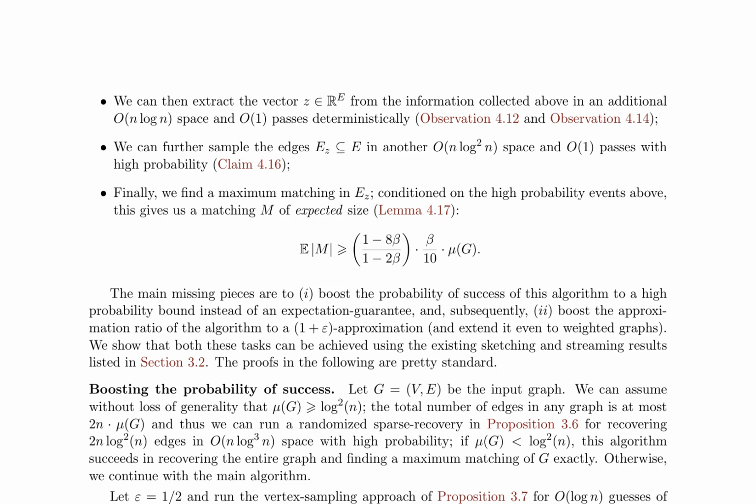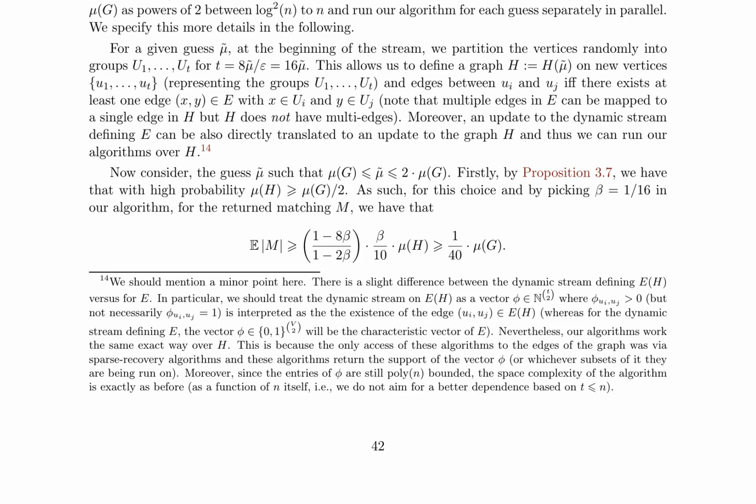This is achieved by using the vertex sampling approach of proposition 3.7 for O(log n) guesses of μ(G), as powers of 2 between log² n to n, and running the algorithm for each guess separately in parallel. In conclusion, the paper presents a new approach to solving the maximum matching problem in a graph using a combination of vertex sampling and sparse recovery techniques. The proposed algorithm achieves a high probability bound on the approximation ratio, making it a significant contribution to the field of machine learning and computer science.